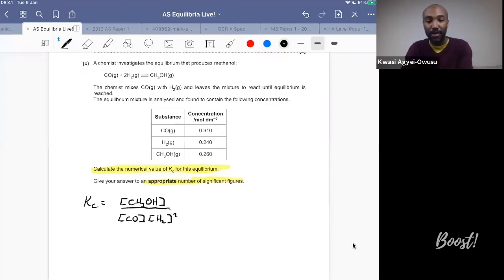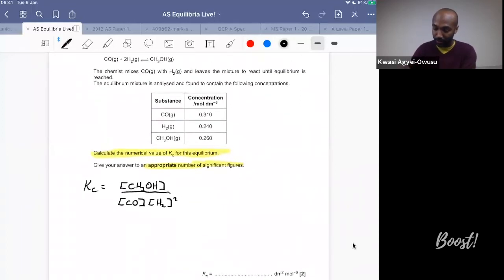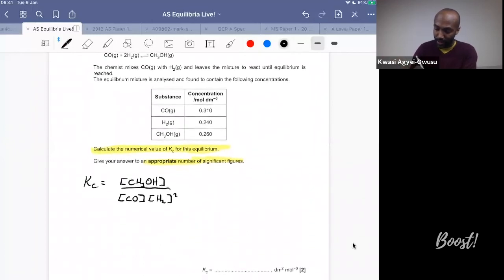That is our expression. And then the next part of the problem is to plug in numbers for this calculation. So for our methanol, we've got 0.26 at equilibrium, divided by carbon monoxide, which is 0.31, and for hydrogen, we've got 0.24 to the power 2.